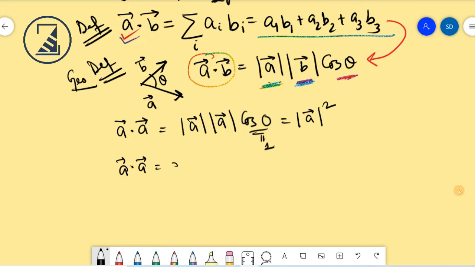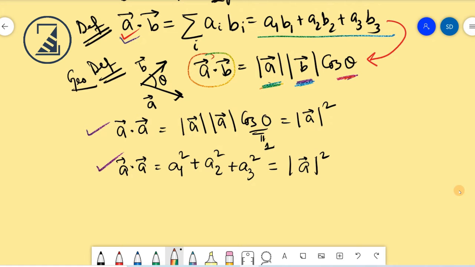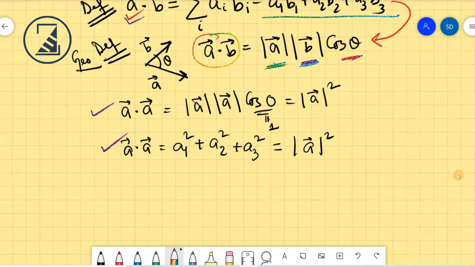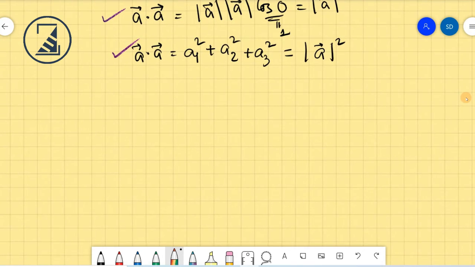We will get a1 square plus a2 square plus a3 square, which is nothing but the magnitude of a square. So this check is done. So a dot a geometrically and a dot a algebraically, they are the same. Now what about two different vectors? So let's take two different vectors.